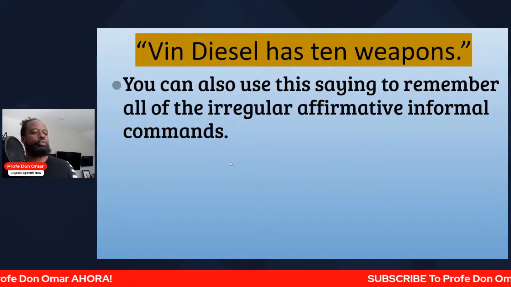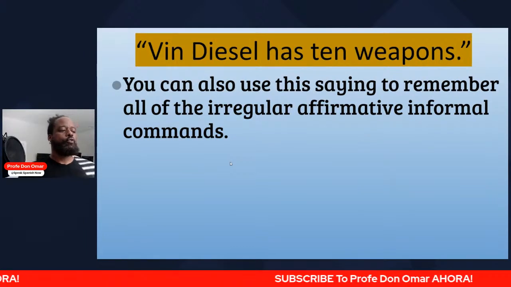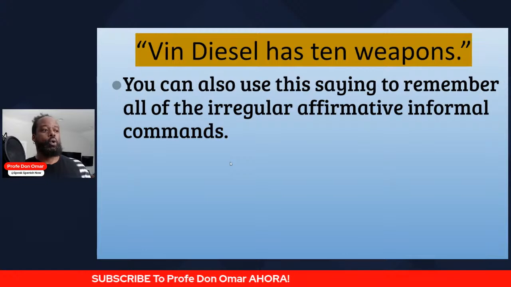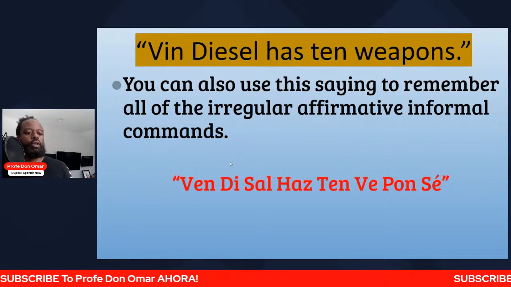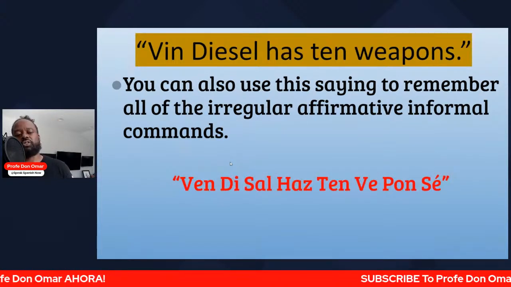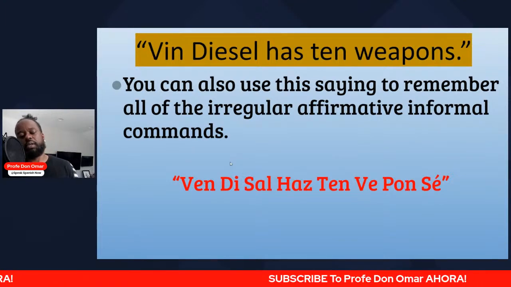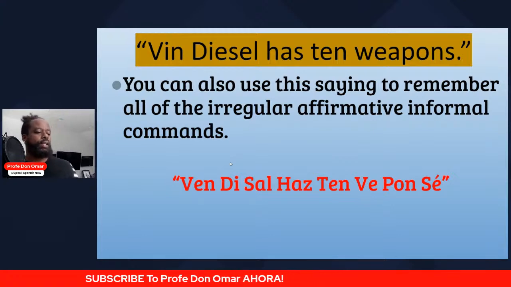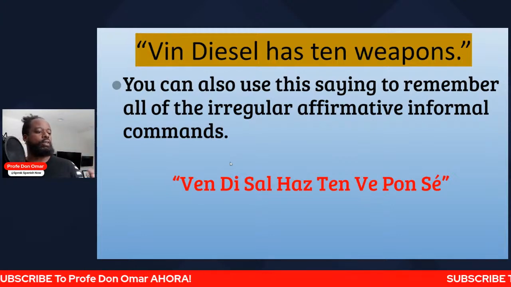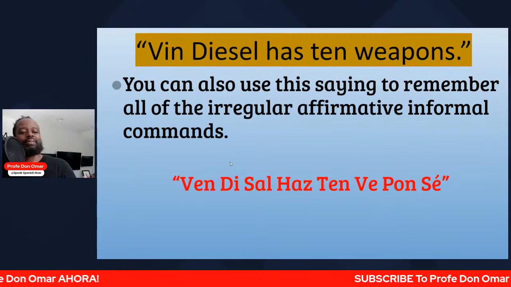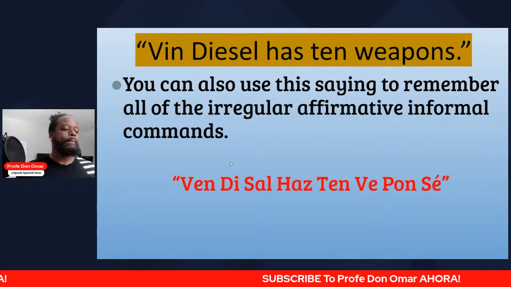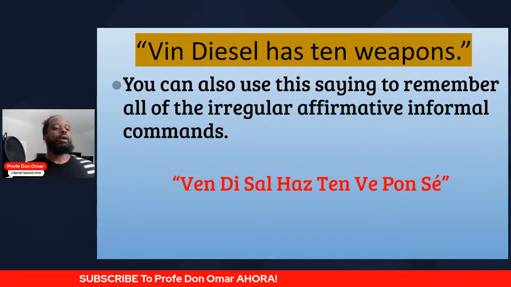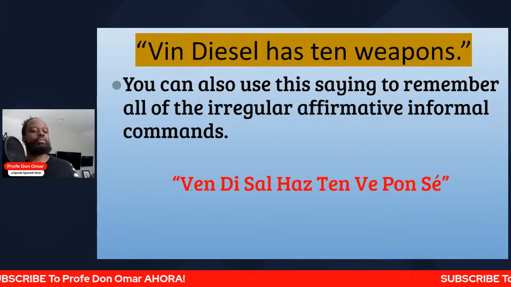You can also use this saying to remember all of the irregular affirmative informal commands, or the affirmative tú commands, right? This is somebody we know. This is when we use these. Ben Diesel has 10 weapons. That little SE on the end, just elongate the syllable there. Ben Diesel has 10 weapons. All right. So once again, it's just a different order, but these are the same affirmative tú commands that are irregular.